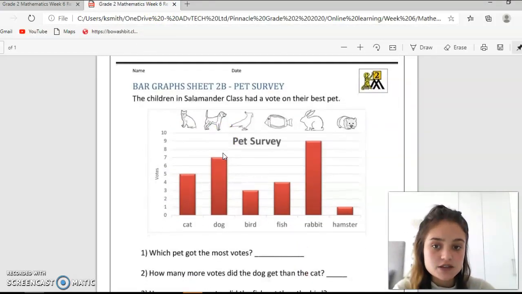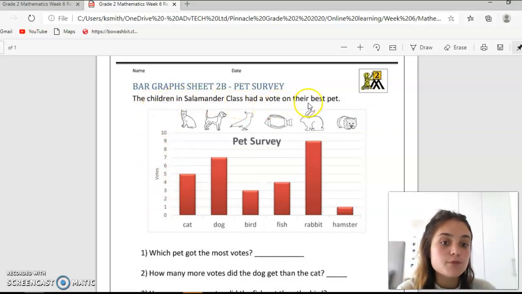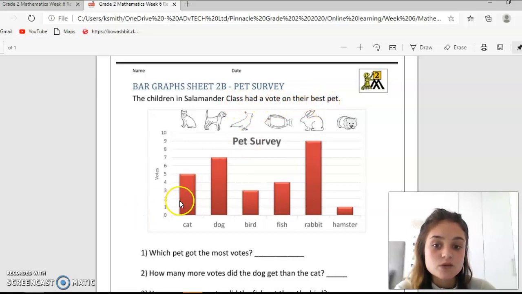And this, boys and girls, is the bar graph, and this one is on pets. And can you see the difference? There's lines, not pictures for each one. And now we can't count, we have to use the numbers on the side. So it says here, the children in salamander class had a vote on their best pet. And there was 10 children, or 10 votes up to here.